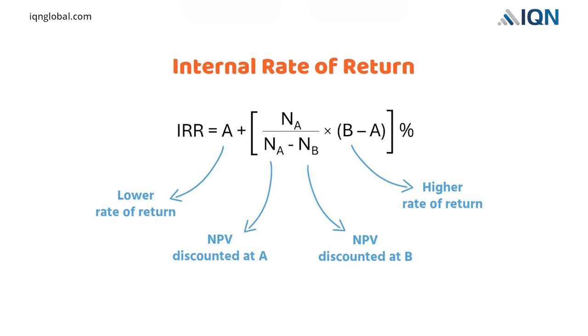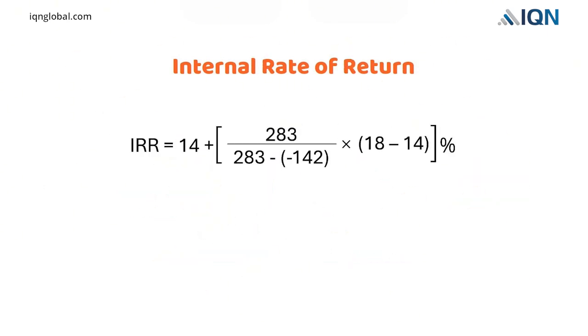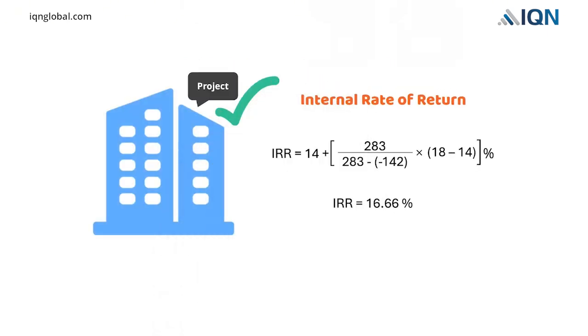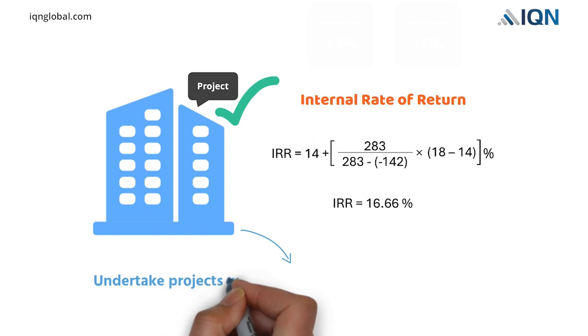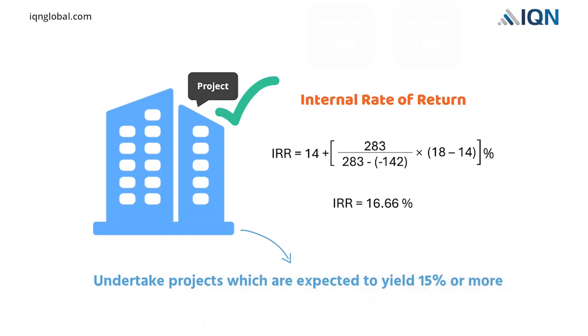Let us go back to our example. IRR equals 14 plus $283 divided by $283 minus $142, multiplied by 18 minus 14. This gives a value of 16.66%. According to the IRR method, the project would be accepted since the company's policy is to undertake projects which are expected to yield 15% or more.